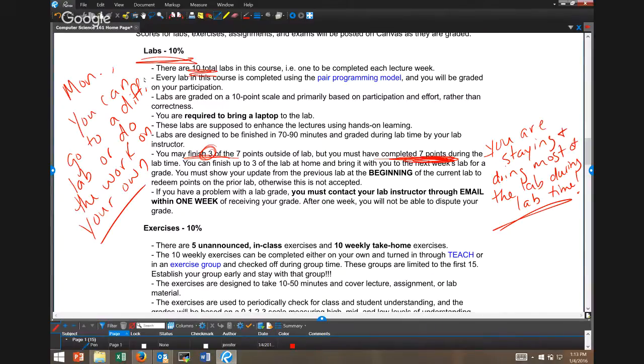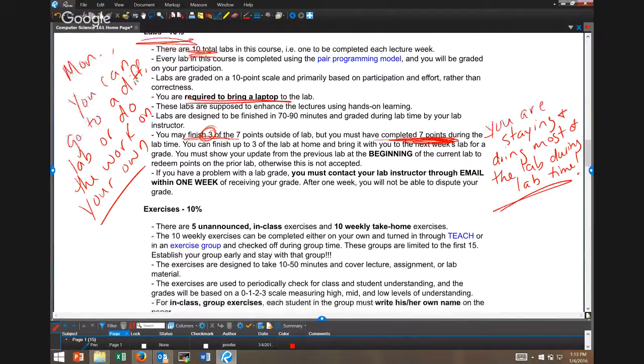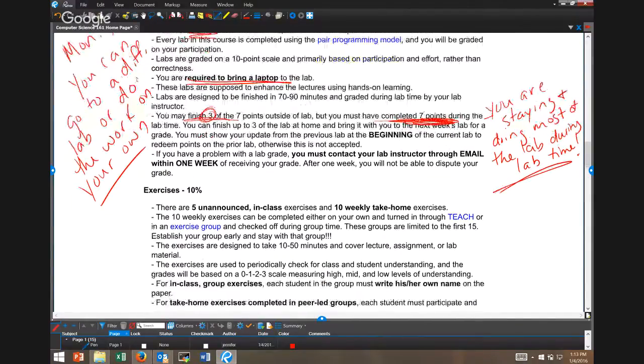You are required to bring a laptop. That's because there are no computers in the lab, so you must bring a laptop to the lab. These are designed so that you finish during this lab time. We will give you a 15-minute demo by the TA at the beginning of the lab to help you with any questions that you might have, as well as kind of just show you what we expect from that lab.